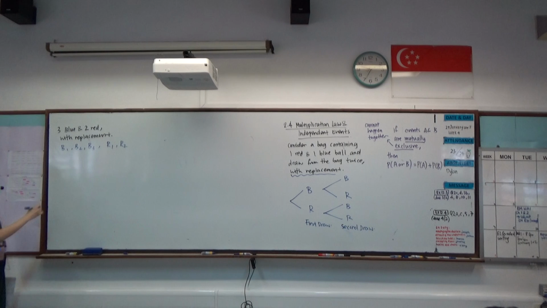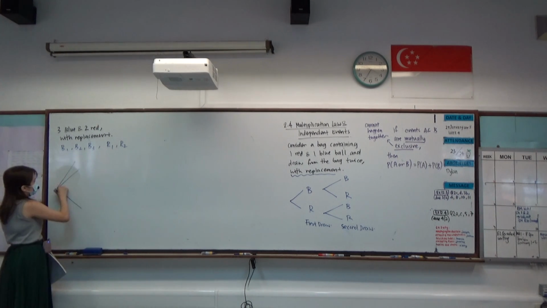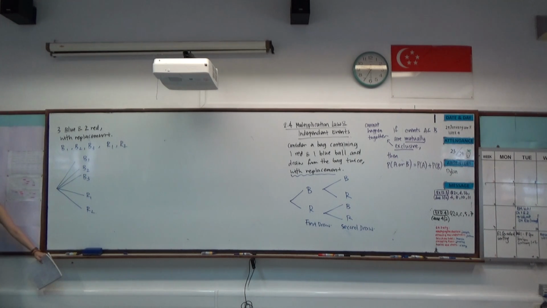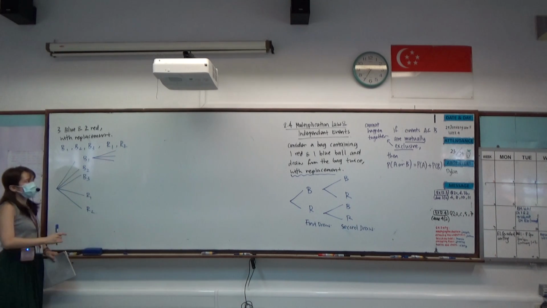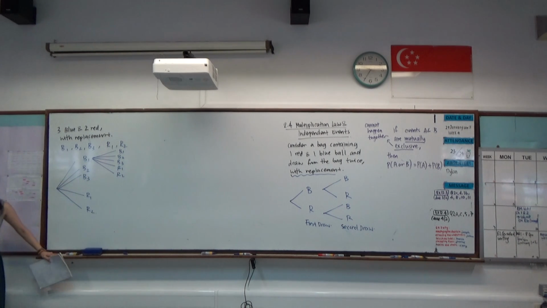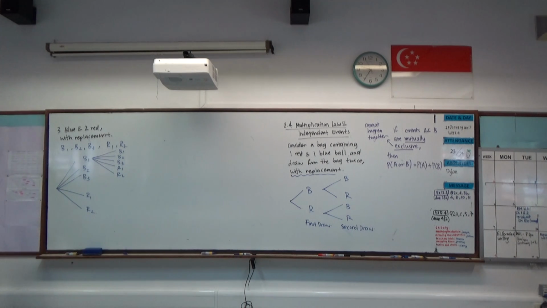Then when I draw my tree diagram, I need to consider which blue one I am taking or which red one I am taking. So my tree diagram would probably look something like that. Furthermore, because I'm doing it with replacement, in my second draw, if I had picked the first blue ball and I replace it, then I will have a lot of branching out when I do my second turn. And this will be a very complicated tree diagram to actually draw.